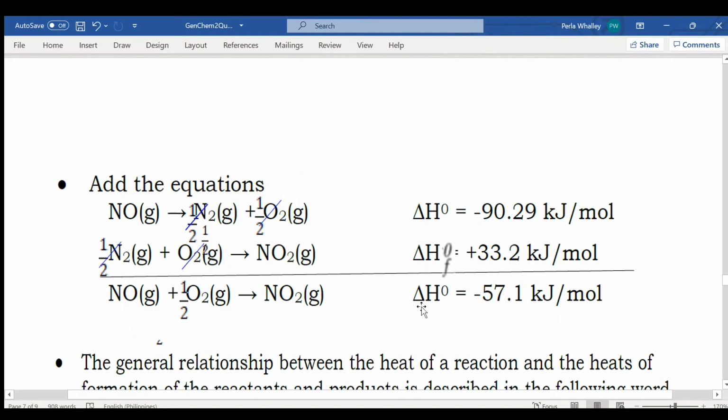If you notice, there is no F in the symbol here, so this is what we call the standard enthalpy of reaction, and this is the standard heat of formation. This one here is only lacking an F. So the answer here is the standard enthalpy of reaction, which is equal to minus 57.1 kilojoules per mole.